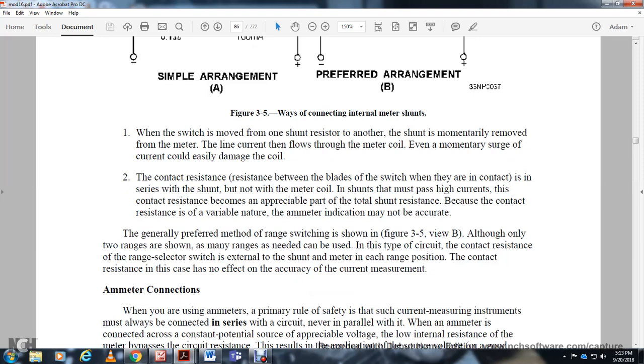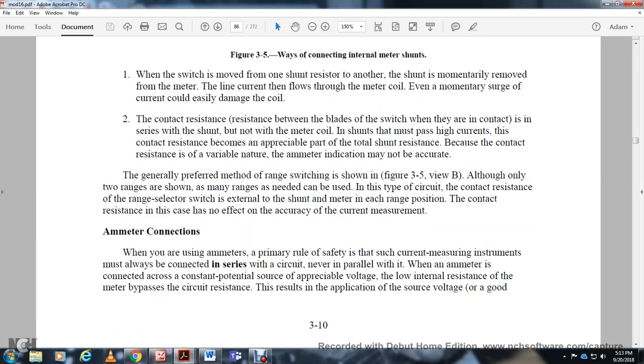The generally preferred method of ranging uses an external shunt for each range, with the range selected at the meter. In this case, the contact resistance has no effect on the accuracy of the current measurement.